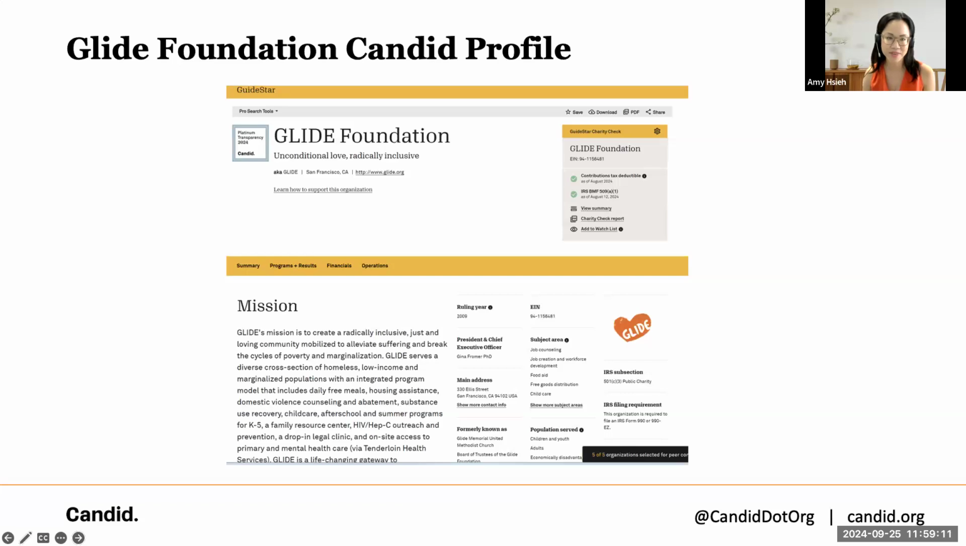I'm proud to say that both organizations that I'm affiliated with, the Glide Foundation and Eating Disorders Resource Center, have achieved the platinum level of transparency from Candid.